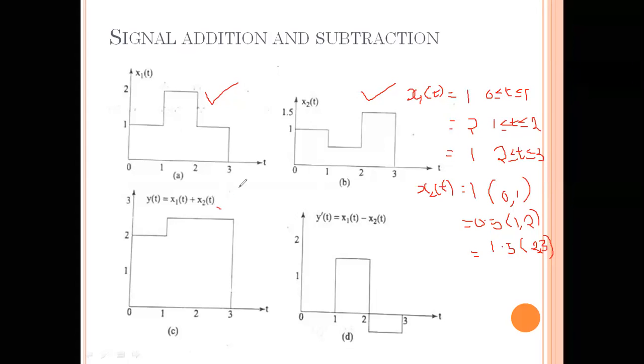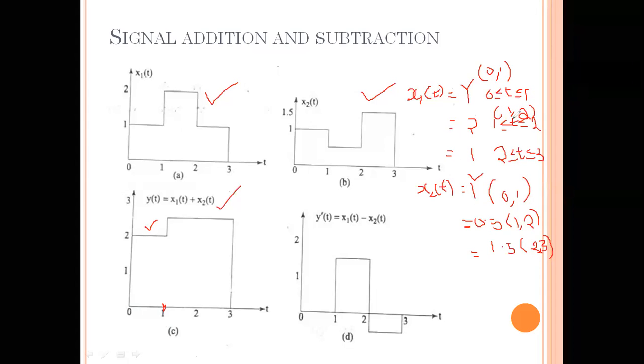Now how do you get x1 of t plus x2 of t? Just by combining the magnitudes in the specified intervals of time. What is x1 of t in 0 to 1? From 0 to 1, x1 of t is equal to 1, and from 0 to 1, x2 of t is equal to 1. So 1 plus 1, you will get 2, from 0 to 1.